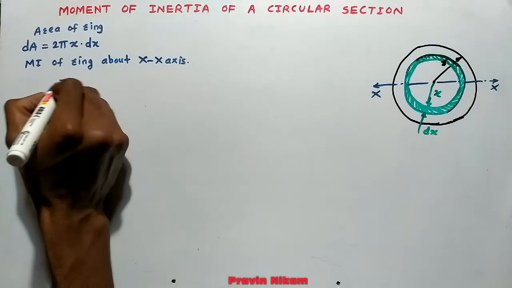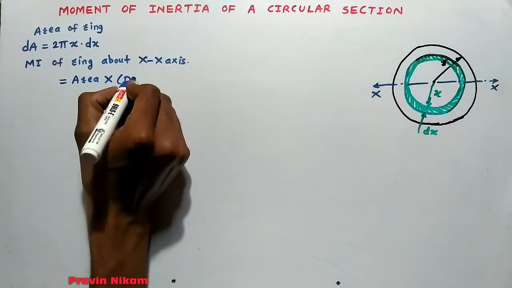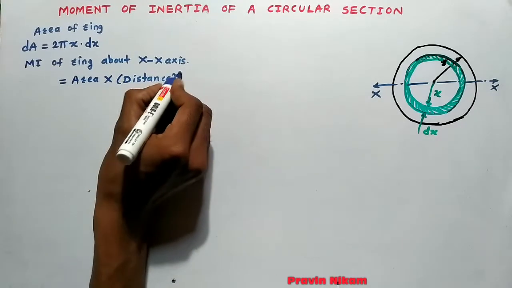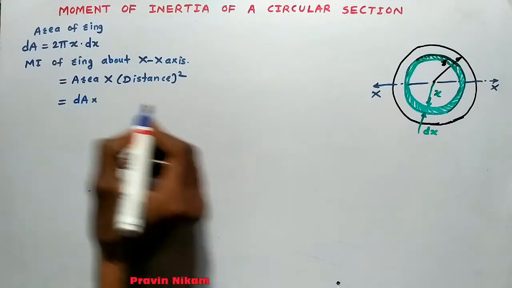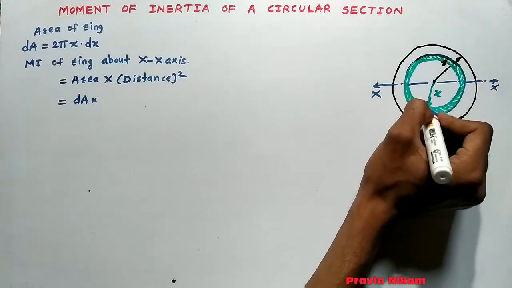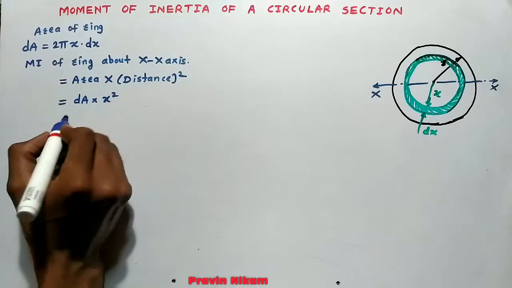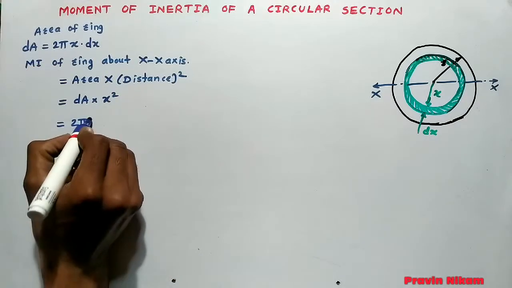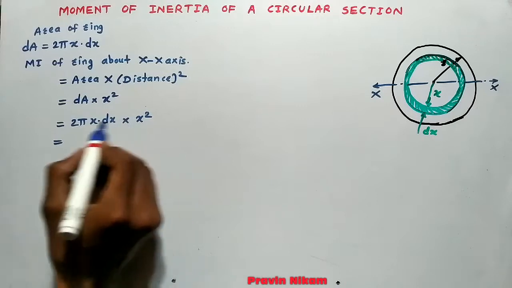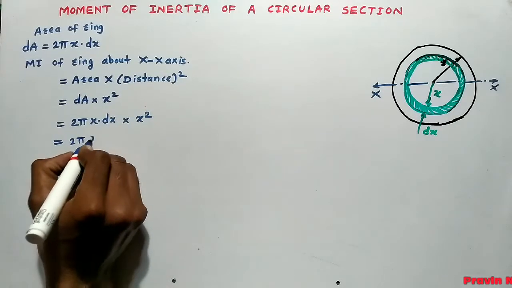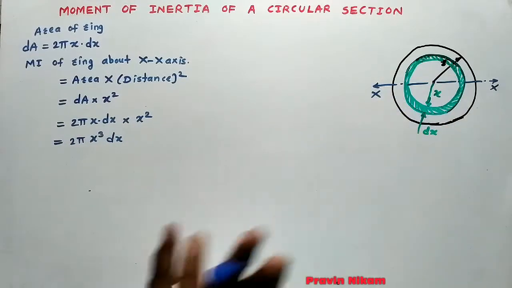What is that? We know the moment of inertia is nothing but area into distance squared. So the area of the ring is dA, into distance, which is x, so x squared. So dA into x squared. Now what is dA? 2 pi x dx into x squared. x squared into x is x cubed. So 2 pi x cubed dx is the moment of inertia of the ring about the x axis.